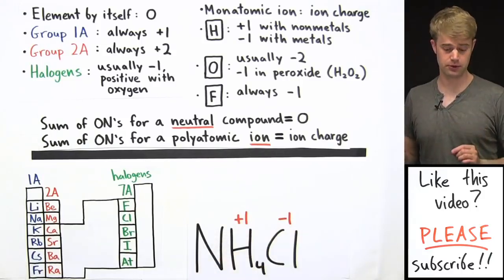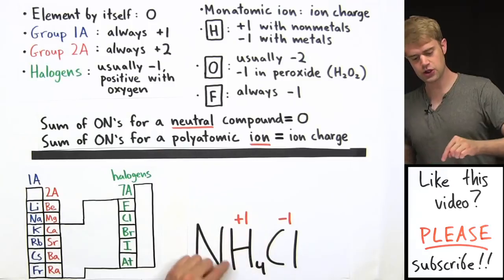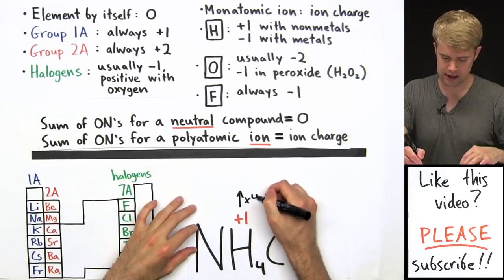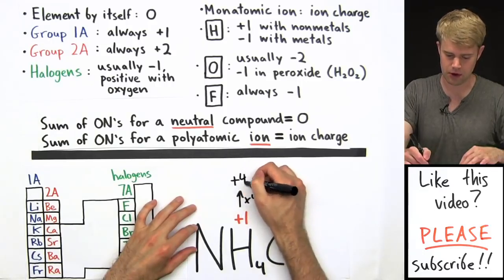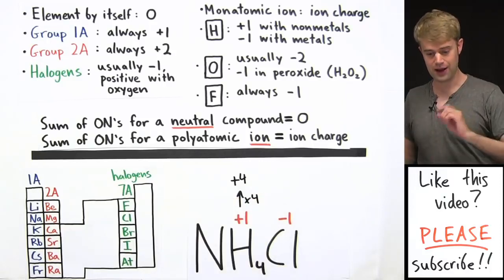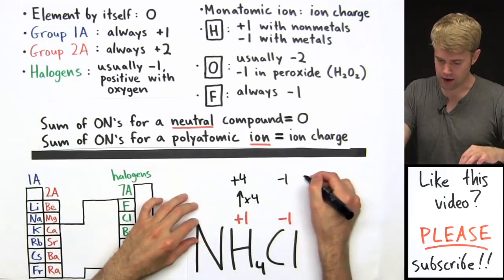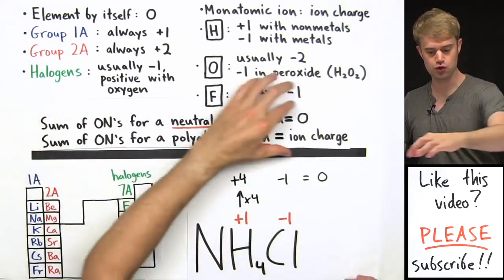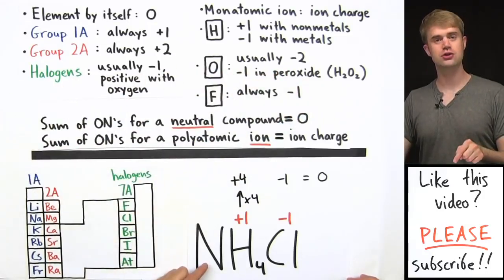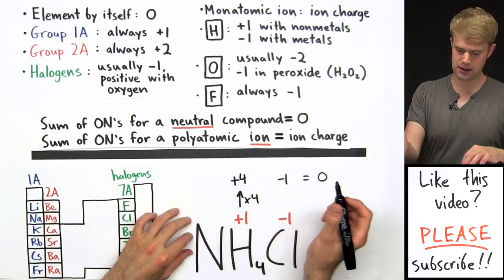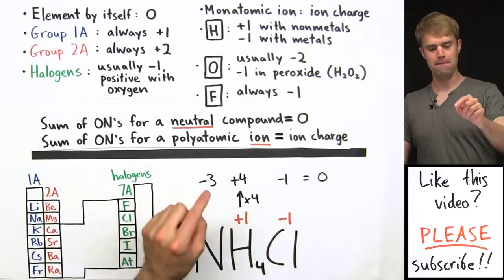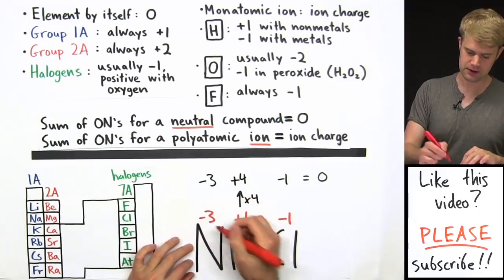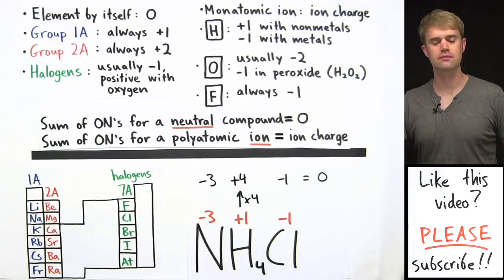Now we got to do a little bit of multiplication. We got the +1 oxidation number on hydrogen, but we have 4 of them. So we got to do +1 times 4, which is going to give us a total oxidation number of +4. Okay, now that -1 plus whatever nitrogen is should give us 0, because this is a neutral compound. So what is nitrogen's oxidation number going to be? It's going to be -3. -3 plus 4 minus 1 gives us 0. So that's how we figure out the oxidation number for nitrogen.